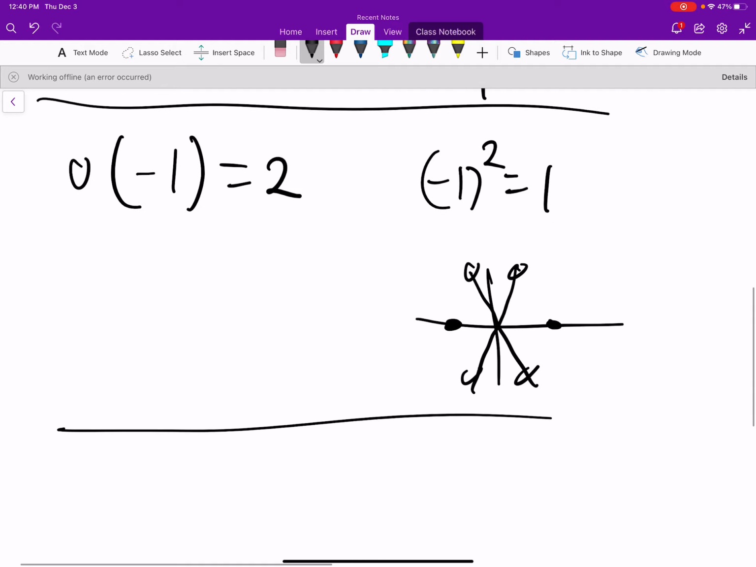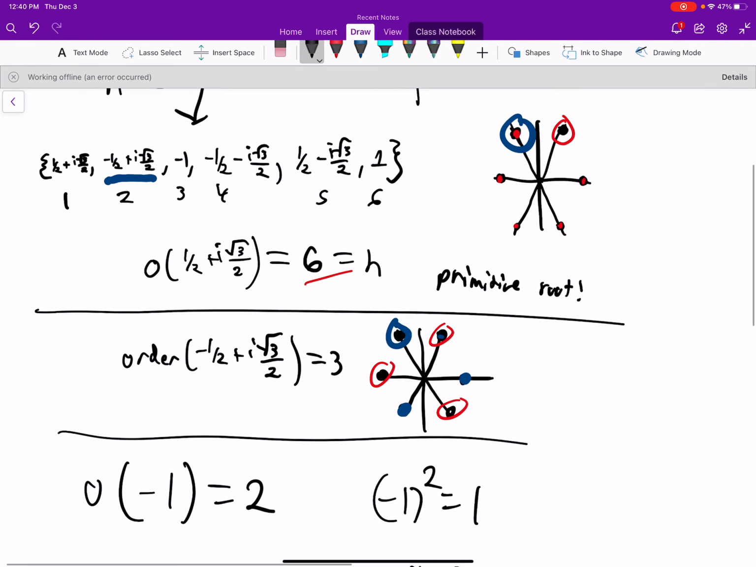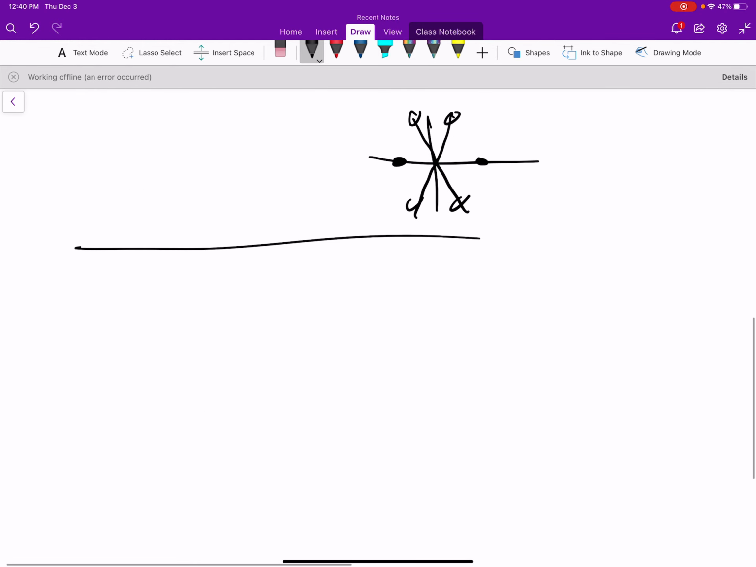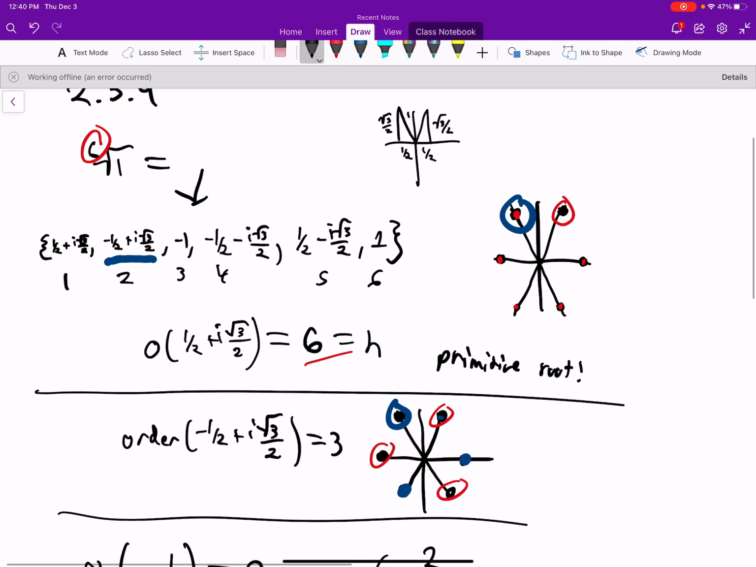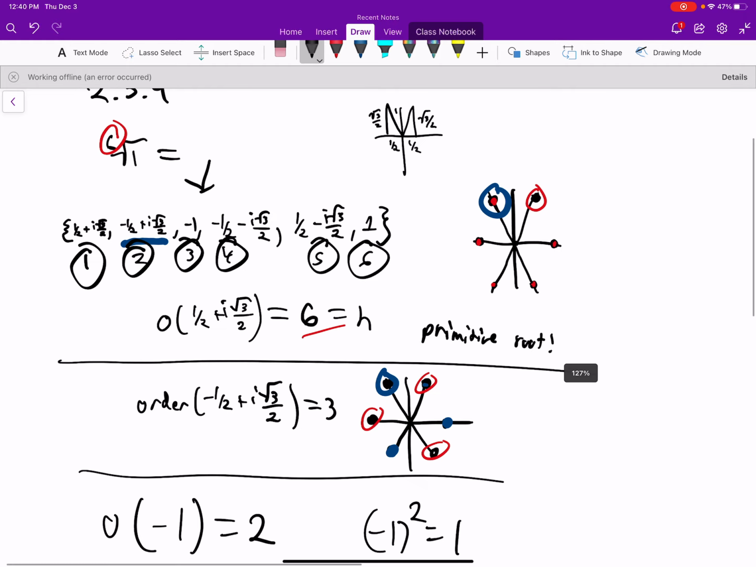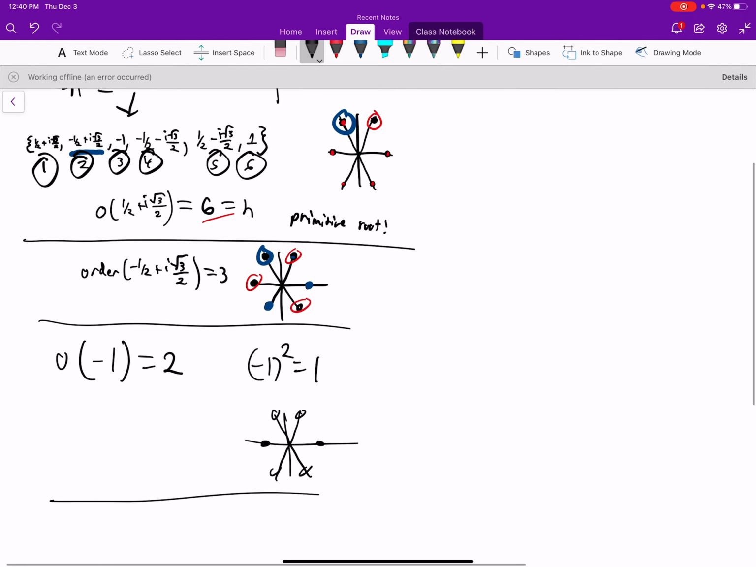So to list out all of them, we can see which ones are relatively prime. Okay, I'm going to call these 1, 2, 3, 4, 5, 6. And whichever of these numbers are relatively prime to 6, those will work as primitive roots. Okay, so let's check this out. Are 1 and 6 relatively prime? 1 and 6, yes. So that one is a primitive root.